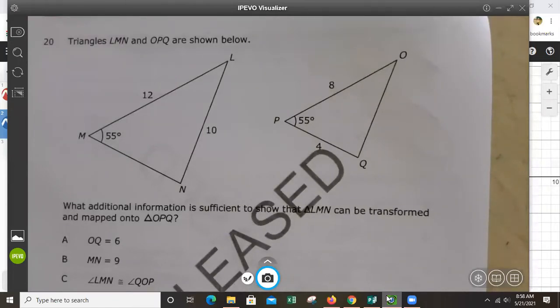What does proportion mean? What is a proportion? Give me an example. I don't care. Tell me you know what proportion is. What would be proportional?